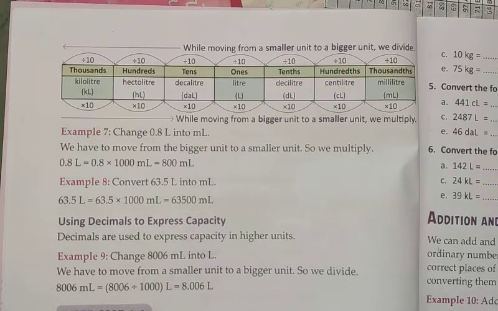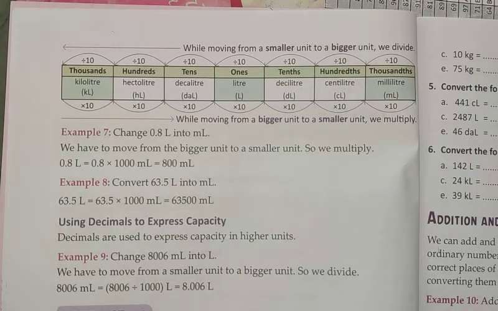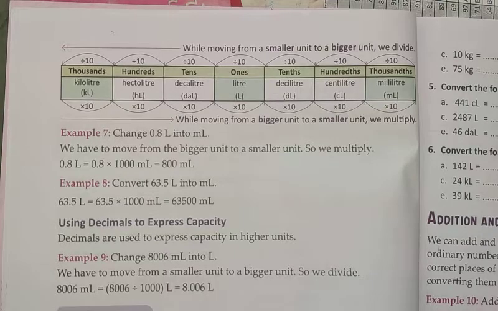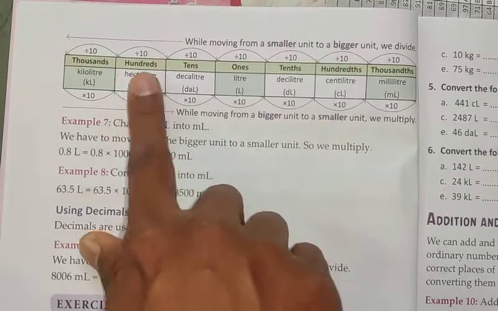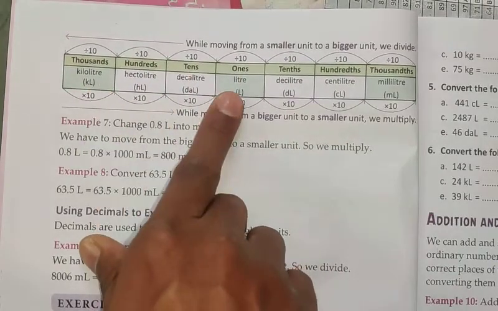Only thing you have to remember is that either you have to multiply or divide. If you are dividing or you are multiplying, you have to multiply or divide by 10, 100 or 1000. That you have to remember. If in between there are three places, then you have to multiply it by 1000.